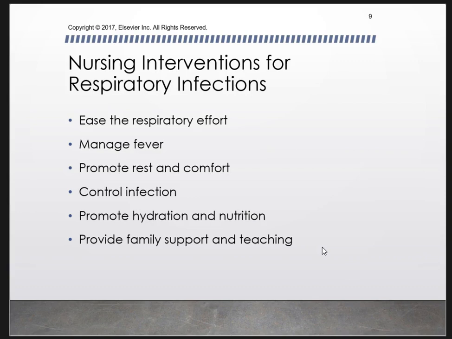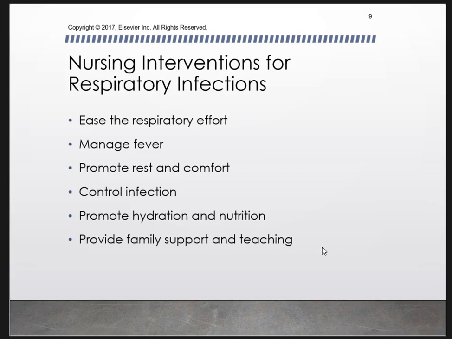I know that sounds really basic, but if anyone's ever worked with or had a 3-year-old who just does not feel well, making them comfortable, giving them an extra pillow, making sure their temperature is where they want it to be, makes a huge difference. We also want to control infection and prevent spread, which we're going to talk about more in the communicable diseases piece, but obviously important here. Please promote hydration and nutrition. Kids that don't want to drink or eat, if they don't do that, then we're going to have secondary issues.